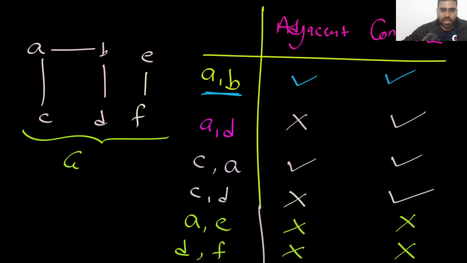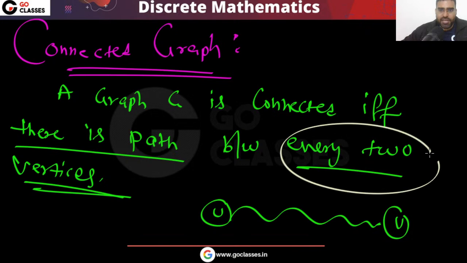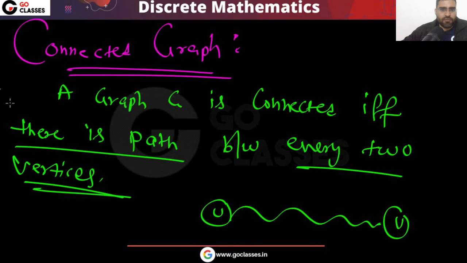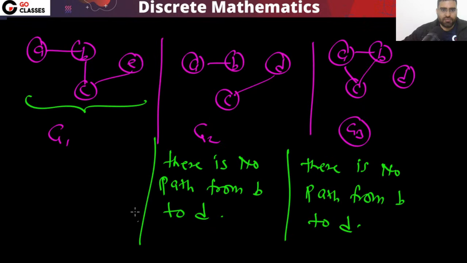Now, when can I say a graph is connected? A graph is connected if between every two vertices there is a path. From any vertex, you can go to any vertex. That is called a connected graph. For example, this is a connected graph. From any vertex, you can go to any vertex. Between every two vertices, there is a path. This is not connected. This is disconnected.